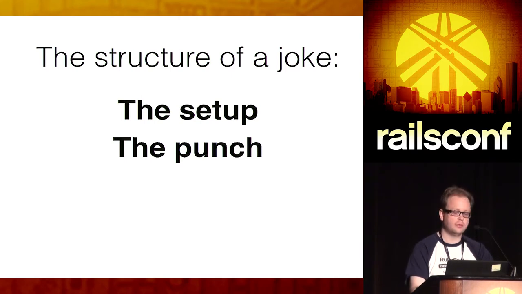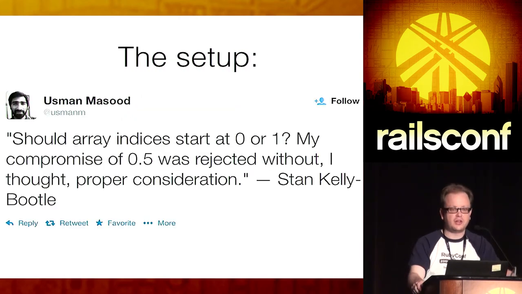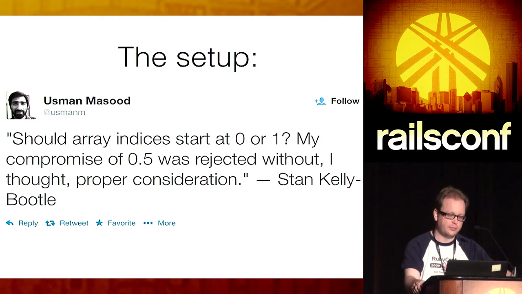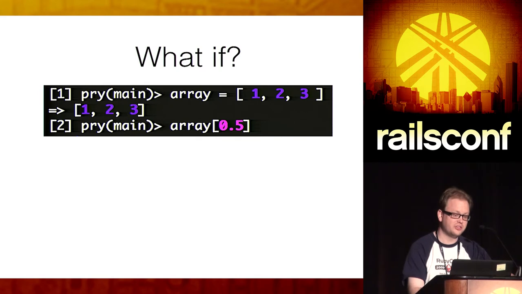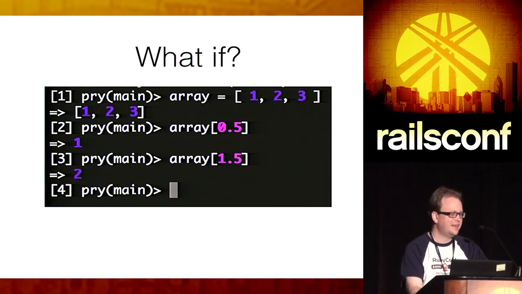So I'm going to tell you a joke. Here's my setup. It's a tweet I saw a few months ago. It says, should array indices start at 0 or 1? My compromise of 0.5 was rejected without, I thought, the proper consideration. So this got me thinking, well, what happens when you actually try to use 0.5 as an array index? Well, unfortunately, it turns out it's actually not much.